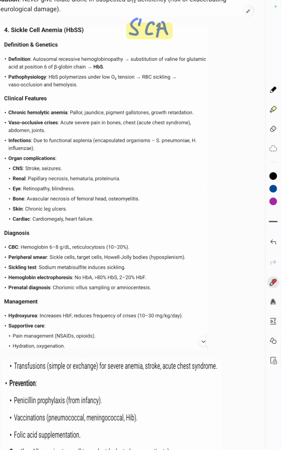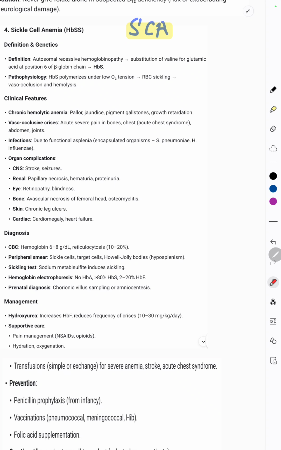to vaso-occlusion and hemolysis. The clinical features: it leads to chronic hemolytic anemia, that is pallor, jaundice, gallstones, and growth retardation. Similarly, a very important thing, it leads to vaso-occlusive crisis, that is acute severe pain in the bones and in the chest region, called acute chest syndrome, and abdomen, joints, and infections due to functional asplenia in these patients. The infection of encapsulated organisms increases.